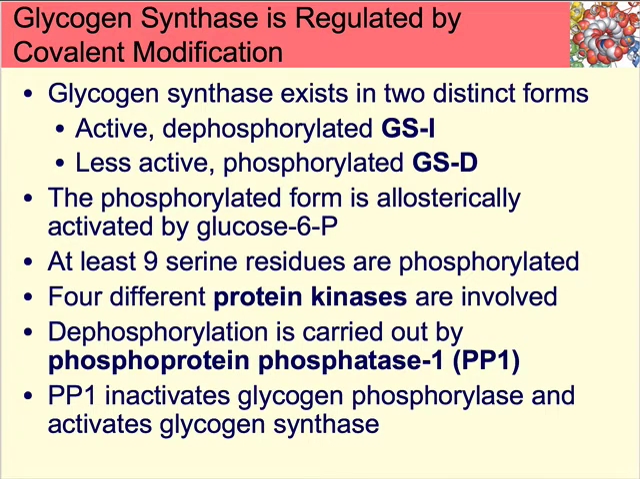The glycogen synthase exists in 2 distinct forms. It has an active dephosphorylated state referred to as GSI, and a less active phosphorylated form referred to as GSD. The phosphorylated form is allosterically activated by glucose 6-phosphate, and there are at least 9 serine residues that are phosphorylated in the formation of GSD. 4 different protein kinases are involved in these reactions, and the dephosphorylation of glycogen synthase is carried out by the phosphoprotein phosphatase 1, also known as PP1. PP1 inactivates glycogen phosphorylase and activates glycogen synthase.